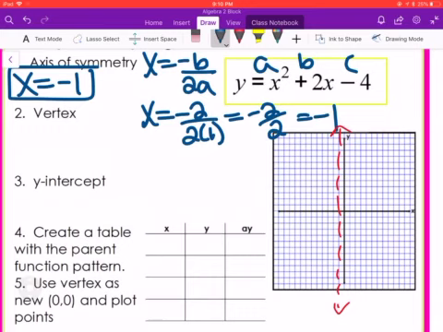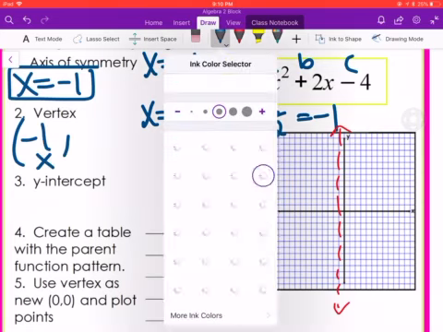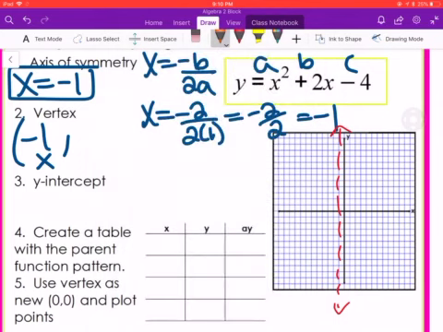Now to find the vertex, I know that it lies somewhere along this axis of symmetry. I just don't know where. So all of these points along the axis of symmetry have the same x-coordinate, and that x-coordinate is negative 1. So I go back to my original equation and plug in negative 1 for x.